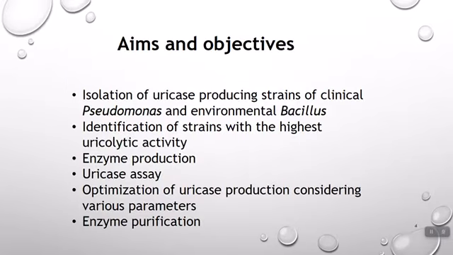Now let's have a look at the aims and objectives of the study. First, I will be speaking about the process I followed to isolate uricase-producing strains of clinical Pseudomonas and environmental Bacillus. Then I will be focusing on the identification of strains with the highest uricolytic activity. Next, I will be talking about the enzyme production and uricase assay.